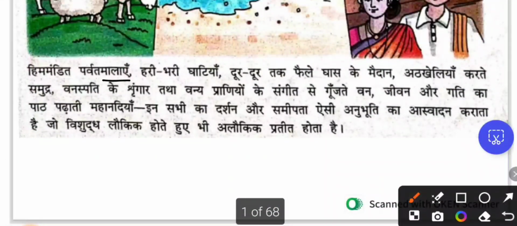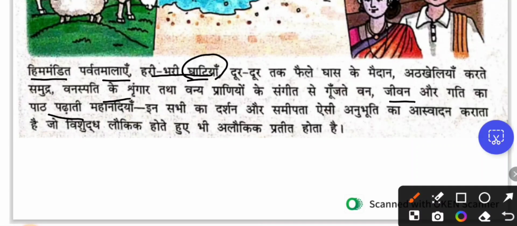हिममंडित पर्वतमालाएं, हरी भरी घाटियां, दूर दूर तक फैले घास के मैदान, अठखेलियां करते समुद्र, वनस्पति के श्रृंगार तथा वन्य प्राणियों के संगीत से गूंजते वन. हिममंडित पर्वतमालाएं, a range of mountains which is covered with snow. हरी भरी घाटियां is the lush green valleys. घाटियां is valleys. दूर दूर तक फैले घास के मैदान, the plain grounds which are filled with grasses.